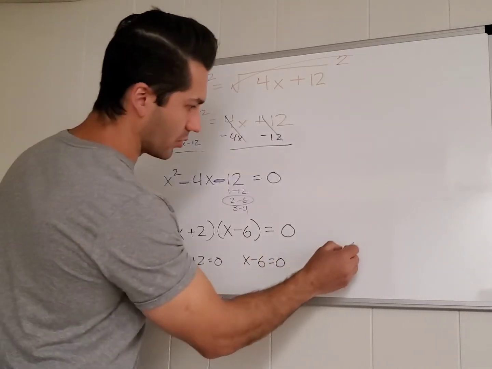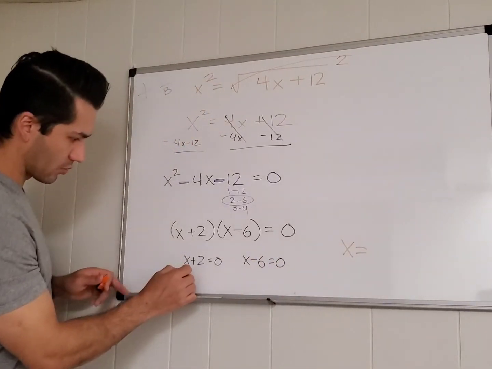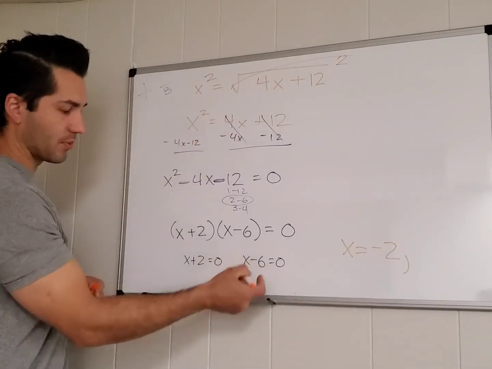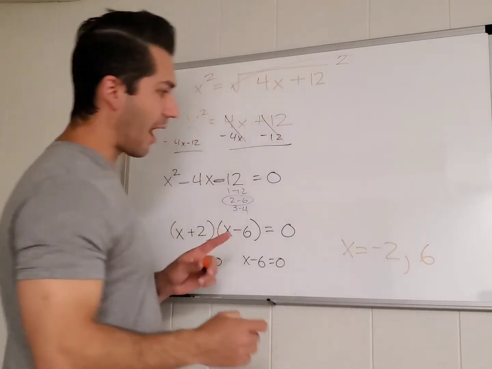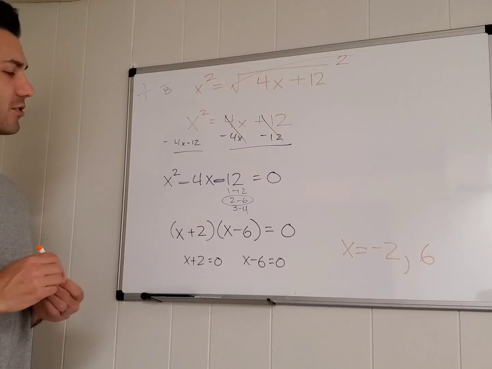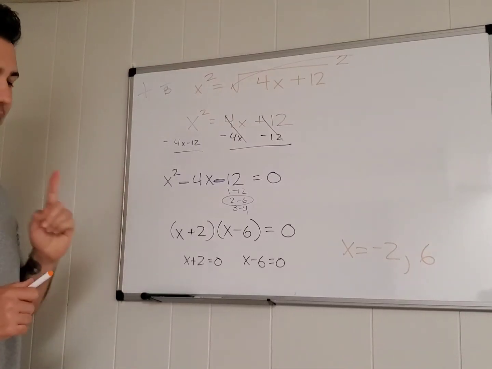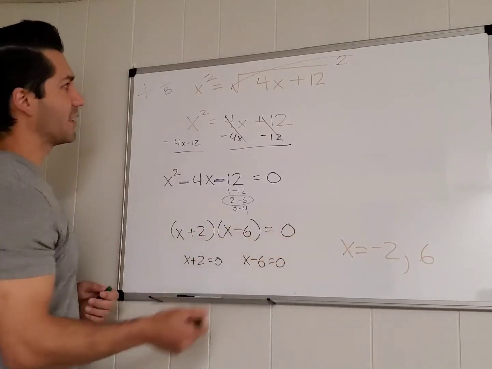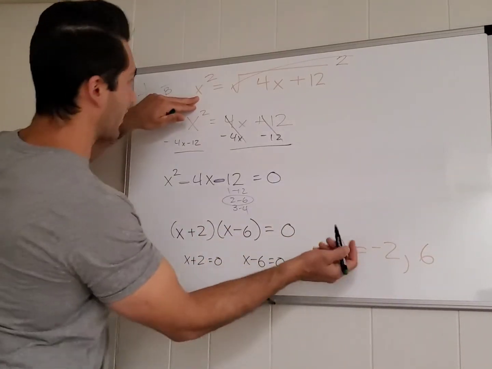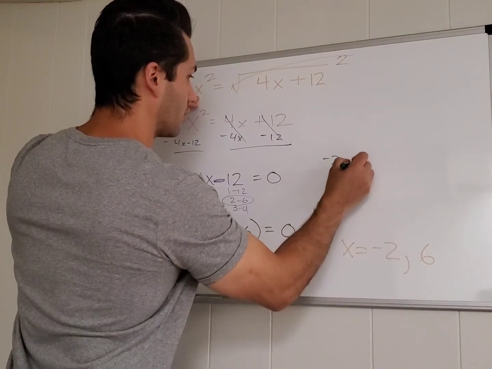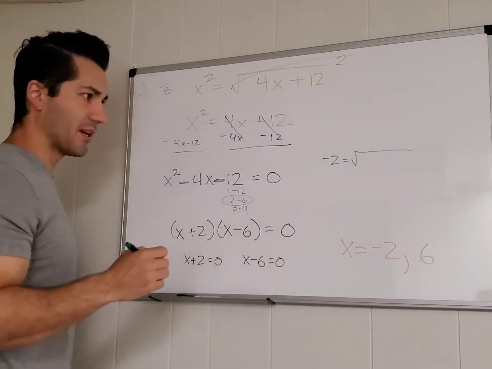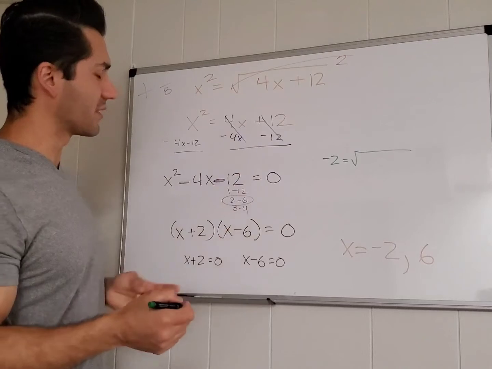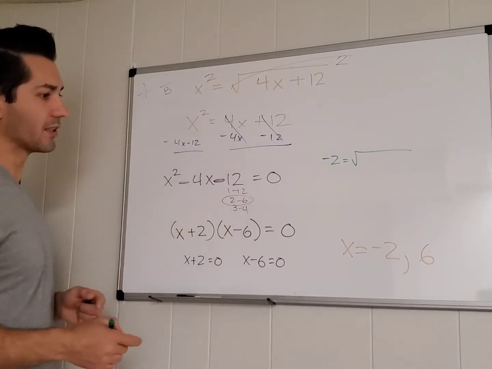I get x equals negative 2, plus 6. I have to check both of those answers, okay? Because like I said, it's not always guaranteed they are going to work. So I'm going to plug in this negative 2. X is negative 2, so I get negative 2 equals square root. And to be honest, the moment I wrote that, I'm like, no, this isn't, and we'll go over in a second, but that's a hard no already.